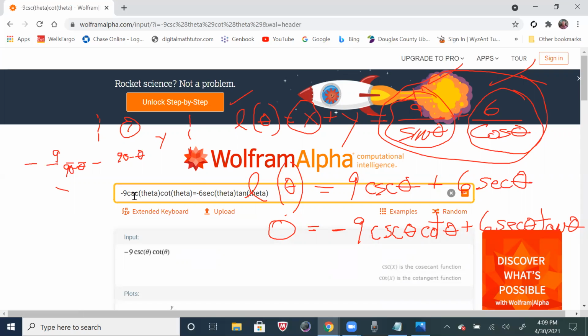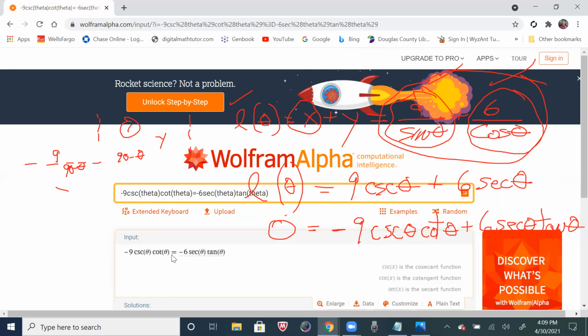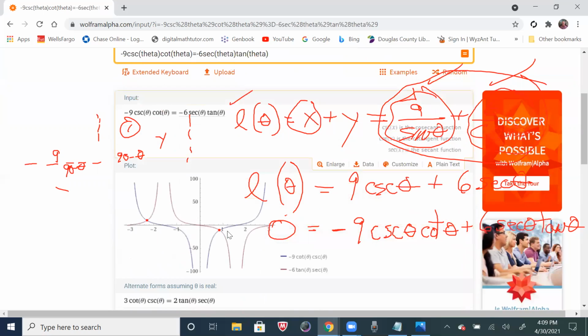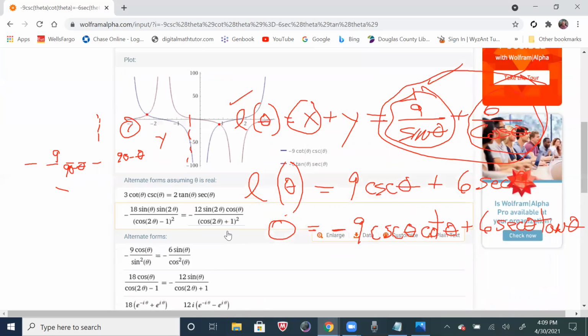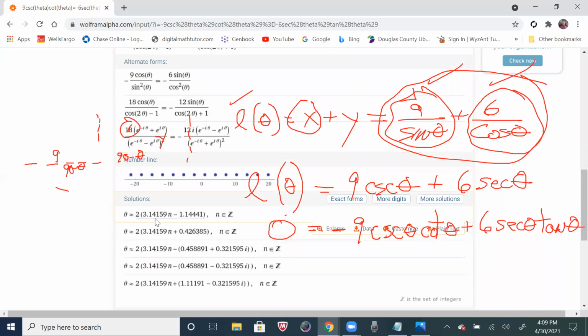Is that correct? 9 cosecant theta cotangent theta equals, and when I move the 6 over to the other side, it becomes negative. So it's -6 secant theta tangent theta. Yeah, that's correct. Okay, so it shows me what my input is, which is correct. See where it says input? Mm-hmm. And then it's going to give me my answers.